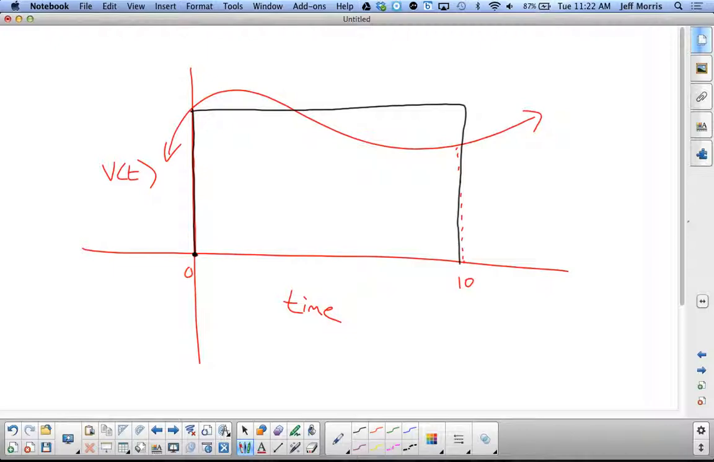The area under this red curve, the velocity graph, can be estimated using rectangles. And so if I find the area of this one rectangle, it'll give me an approximate area for that area under the curve. But I don't want to just approximate. I want my approximation to be good. So how can I make the approximation better?